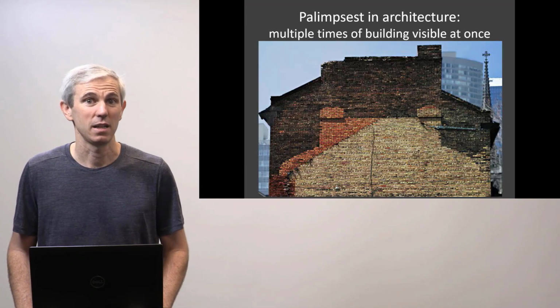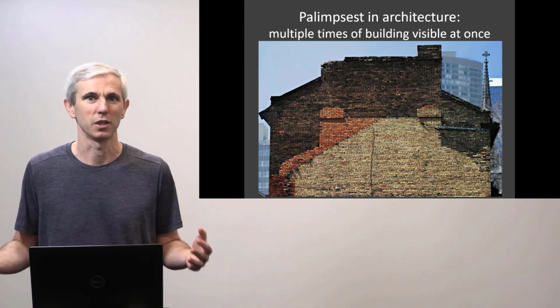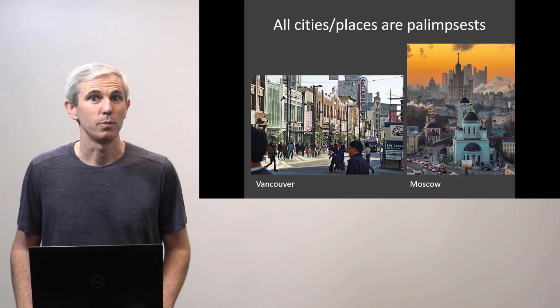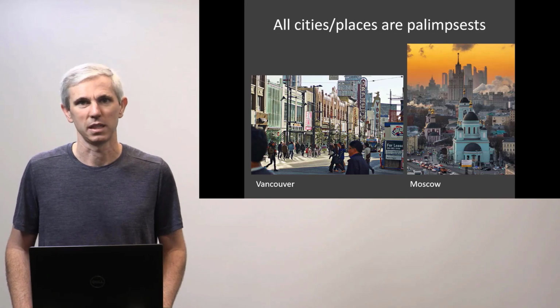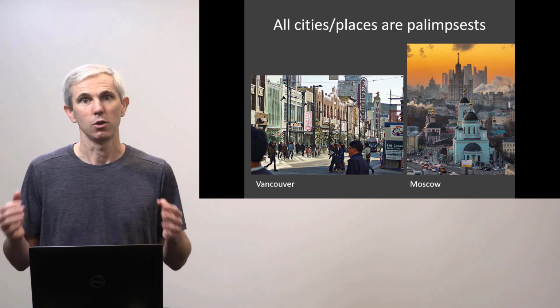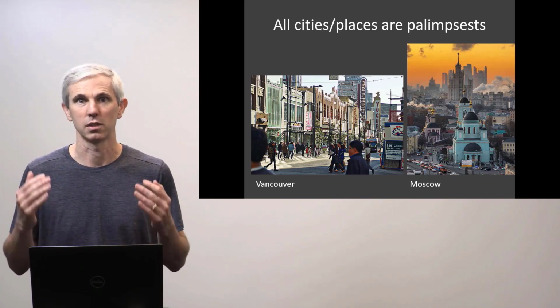You can also see palimpsests in architecture, where there are multiple time frames of construction and destruction that are visible at a single time within a building, say. And beyond the individual building, one could say that all cities or places are palimpsests, and that if you look at the cityscape, or if you just look at a single street, you can see the existence of different generations of construction and destruction simultaneously.